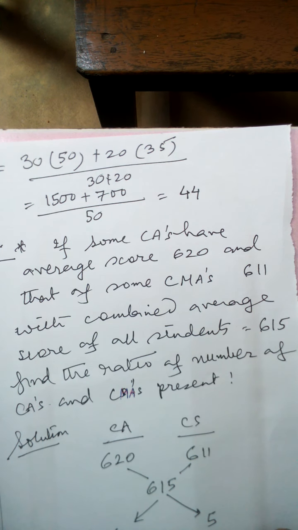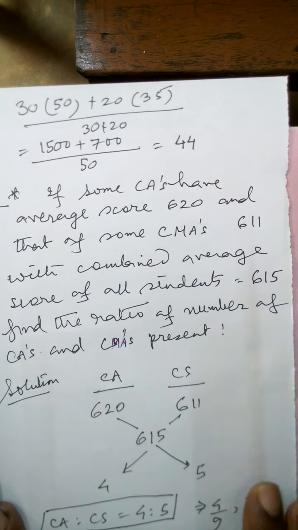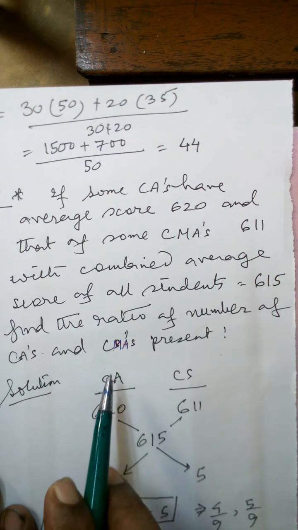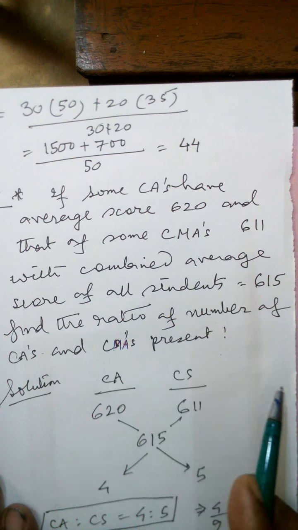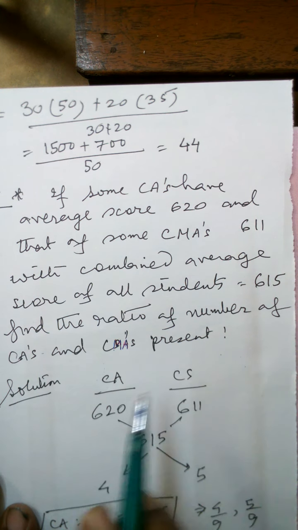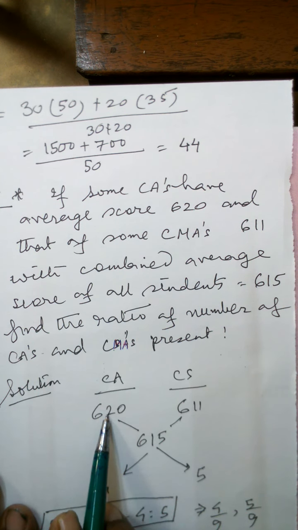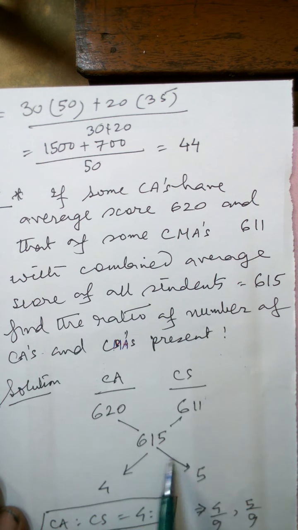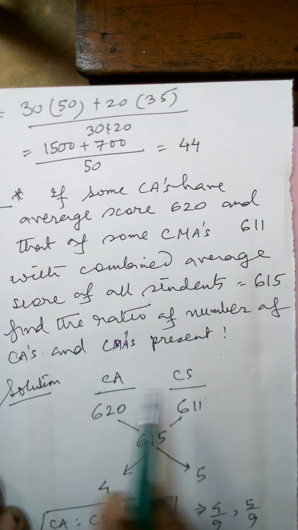So do one thing. Look, I am showing you a very good trick. Write CA, write CMA. If it is male, female, write female. Whatever the groups are, write this and write that. Then the average score of this group and then the average score of that group. And the combined average in between the two. So we have represented it this way.